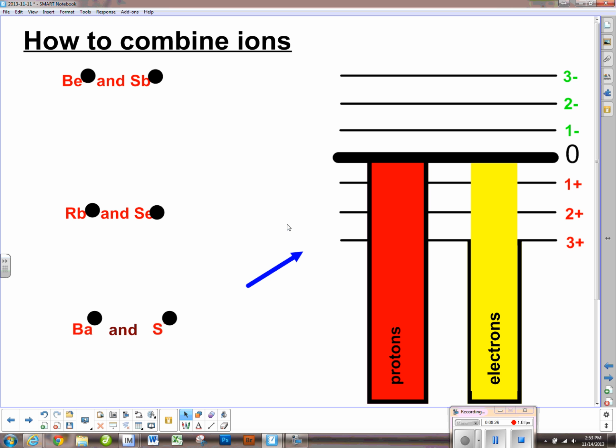So let's go to beryllium. Would you look at your chart and tell me, what do you have for the charge on beryllium? Beryllium is number 4 on the chart. 2 plus, excellent. Okay. And how about antimony, Sb?